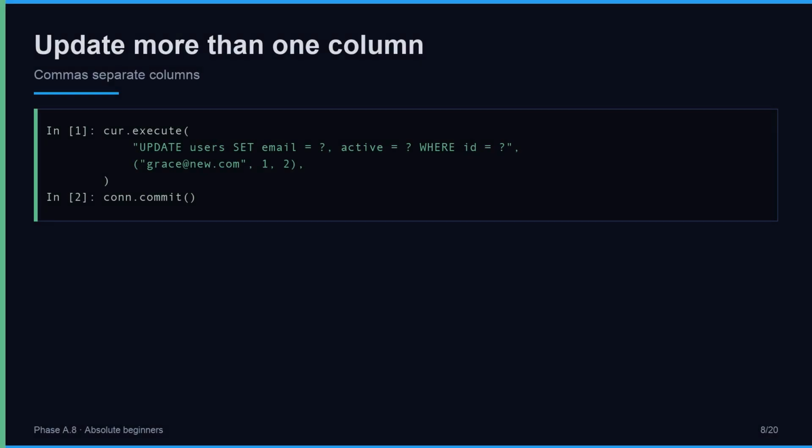You can update more than one column at once. Separate the column equals value pairs with commas. Set email to a new value, active to 1, where id equals 2. Grace gets a new email and becomes active again in a single command. This is faster and cleaner than running two separate updates. List the columns, then list the values, in the same order.